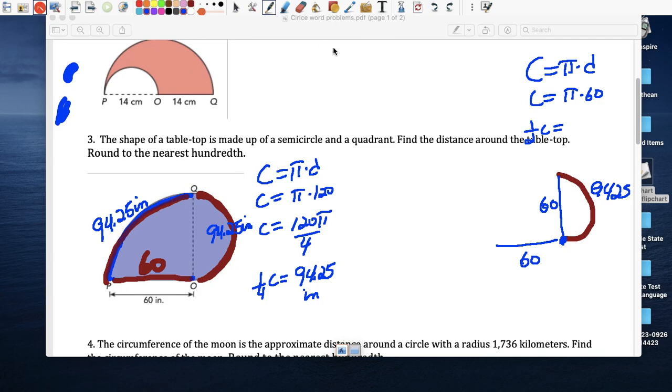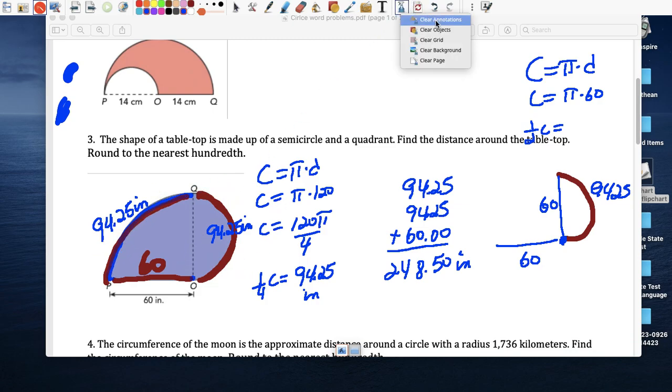So we're going to add the 3 parts, 94.25 plus another 94.25 plus 60. We get 248.50 inches. That's the distance around this particular shape.